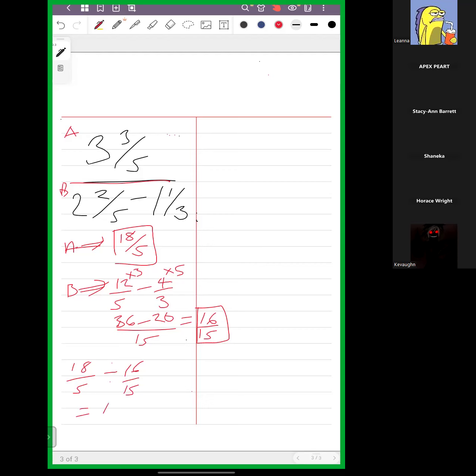All right, so this is 18 over 5 multiplied by, I'm going to flip the 16 over 15 to become 15 over 16. Oh, this works out to be a really nice question. So now 5 into itself 1 time and 5 into 15 3 times.